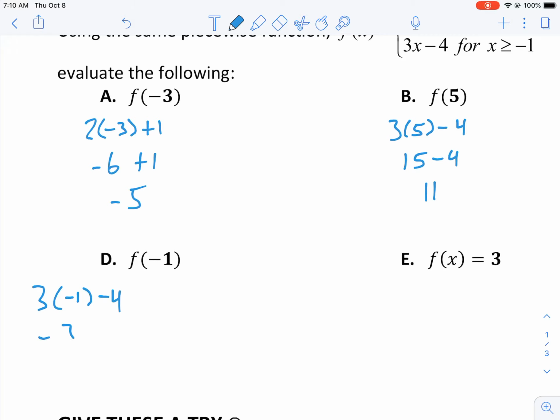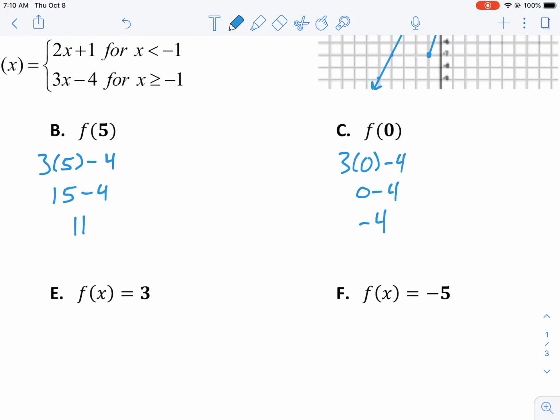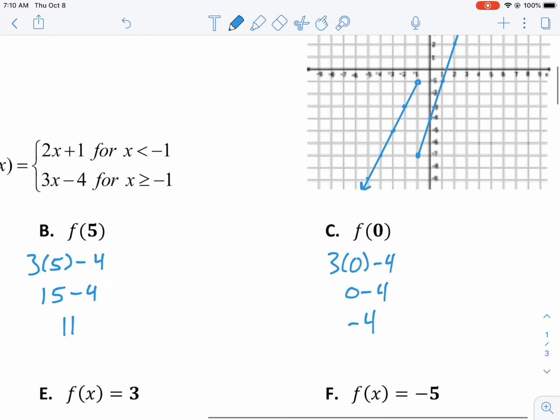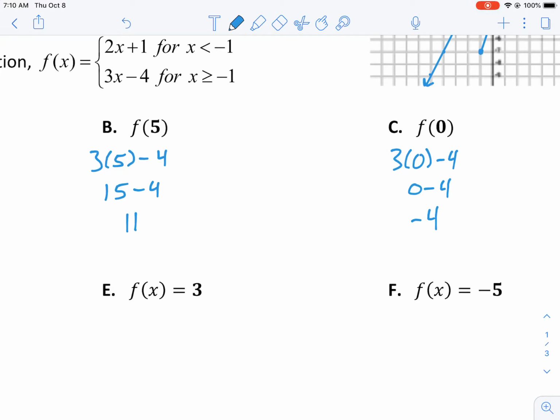3 times -1, that's -3 minus 4, that would be -7. Now the last two are a little bit tricky, okay? Because the last two could be either, all right? Are you listening? It could be either equation. It could be both, neither, or just one of them. You have to check both, okay?